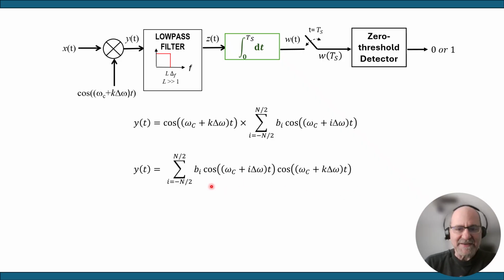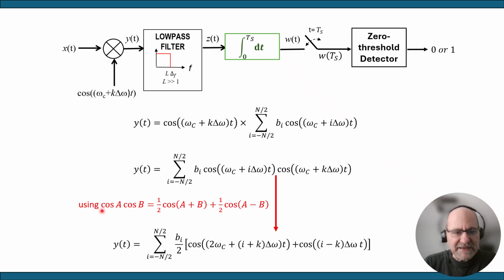You can see that this is a term that has, again, n plus 1 components, a summation of n plus 1 components, which can be rewritten by using this trigonometric expression: cosine A multiplied by cosine B equals 1/2 cosine of the sum of the arguments plus 1/2 cosine of the difference of the arguments. The result is this trigonometric identity here, where you still have n plus 1 terms in this summation, but now you have the sum instead of the product of two cosine functions.